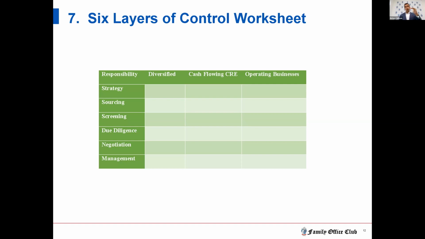And then the last part is the management of the deal and eventual exit of it, and the day-to-day operational management of it. So if you think about these 6 layers of control, which one is right for you, which layers are right for you in these 3 compartments. So you have 18 different decisions to make.